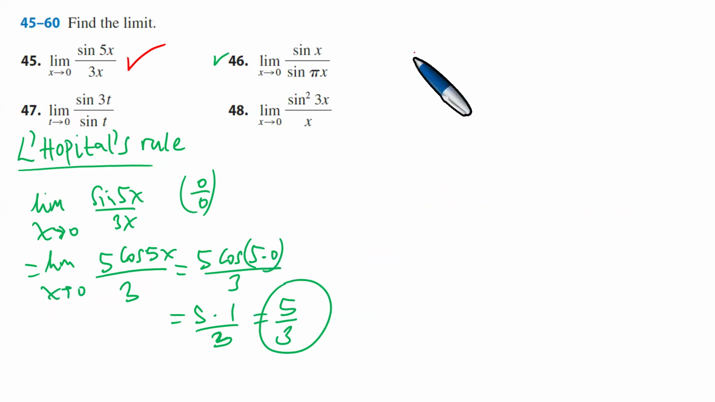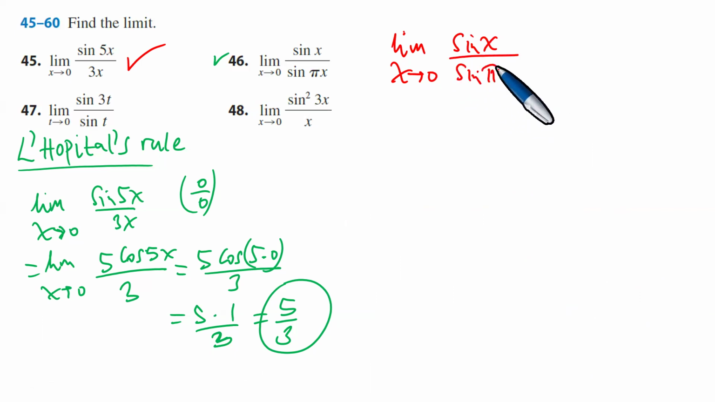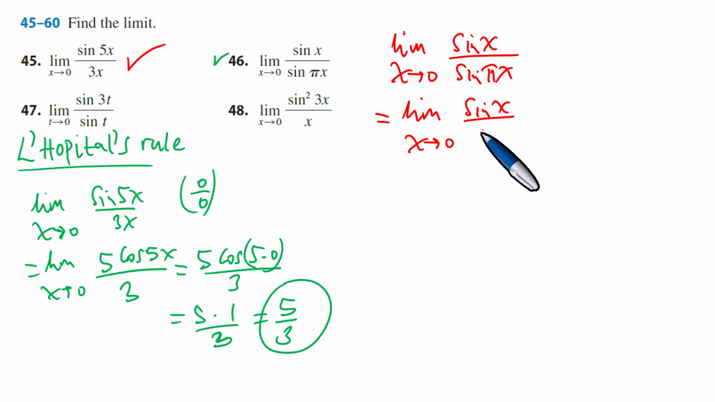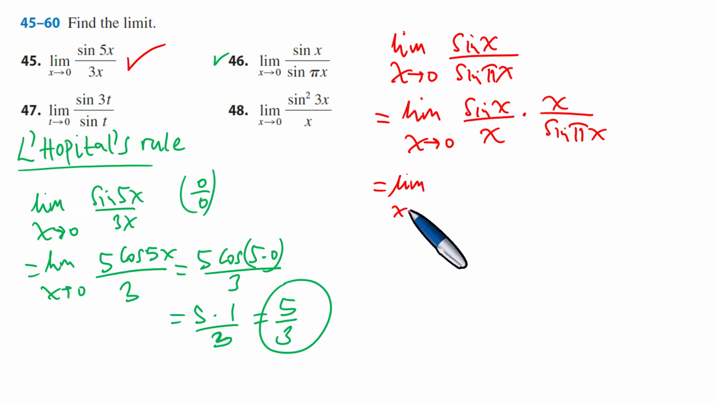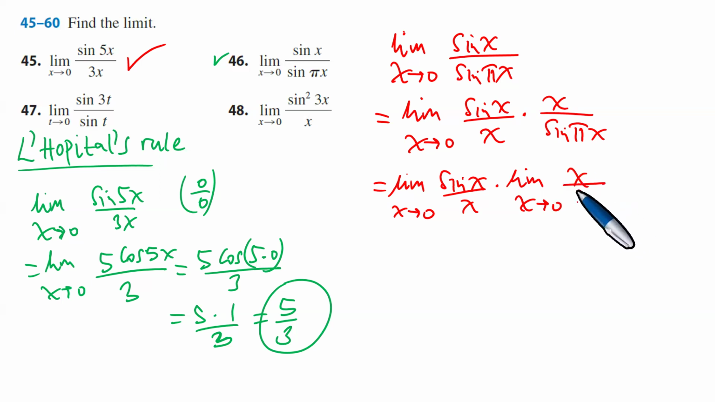What we do here, we have the limit as x approaches 0 of the sine of pi x over x. So this is the way this question can be done, because x cancels x, and we're able to get back to that. But now the limit of a product is the product of the limits, so here we have sine x over x, and then we multiply this by the limit as x approaches 0 of the rest.